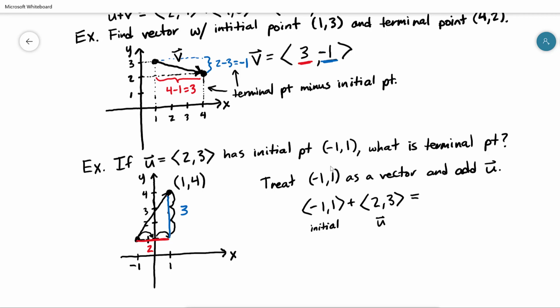And we get, what is -1 plus 2? That is +1. And what is 1 plus 3? That is 4. And that gives us our vector that points to the terminal point. We just need to convert it from, so drop the vector symbol and convert it to a single point. Think of it as basically adding and subtracting a bunch of vectors. So this is the idea, again, kind of how we can manipulate some of these things.